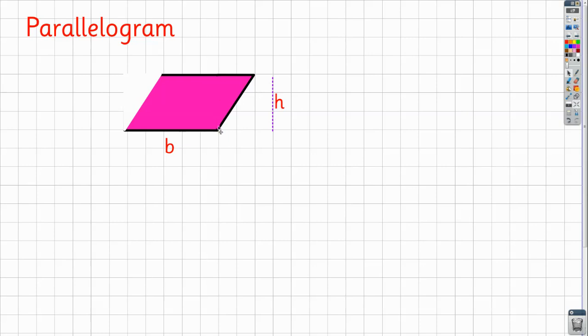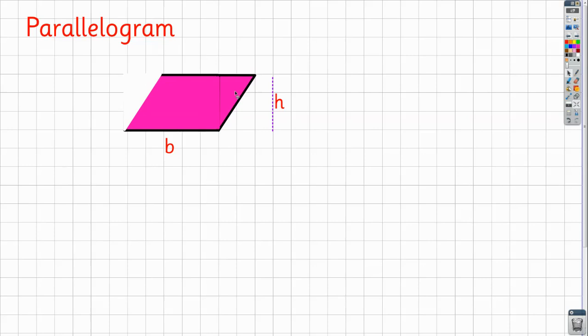If I take the right-hand side away from this parallelogram, this triangle here, and remove it, and I move it to the other side of the object, I get a rectangle. So the formula for the area of a parallelogram is the same as the one for a rectangle. There's my parallelogram. I haven't changed the total area.